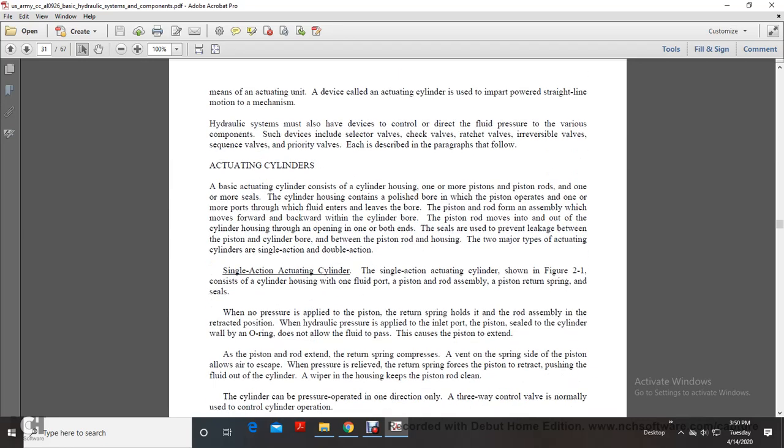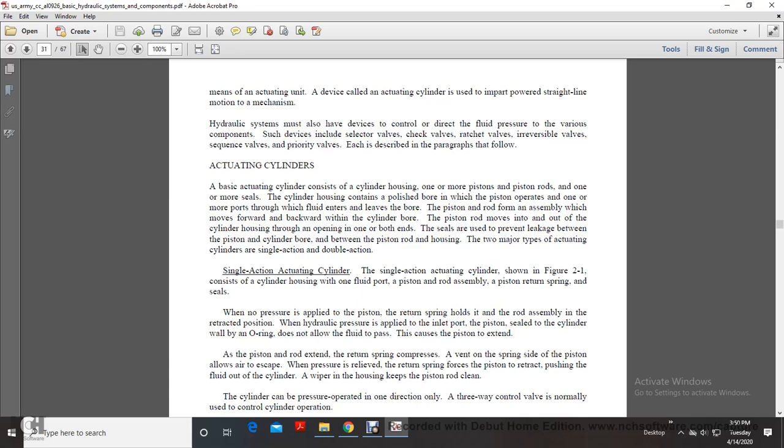Actuating cylinder. A basic actuating cylinder consists of the cylinder housing, one or more pistons, the piston rod, and one or more seals. The cylinder housing contains a polished bore where the piston operates, and one or more ports through which the fluid enters and leaves the bore. The piston with the piston rod forms the assembly which moves forward and back in the cylinder bore. The piston rod moves in and out of the cylinder housing through an opening at one or both ends. The seals are used to prevent leakage between the piston and cylinder bore, and between the piston rod and the housing.